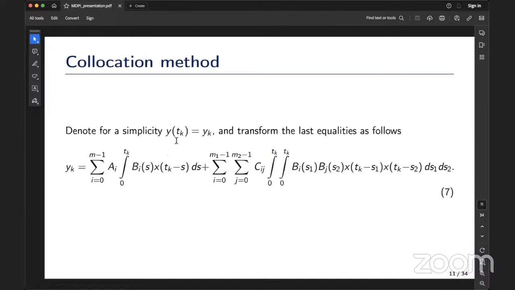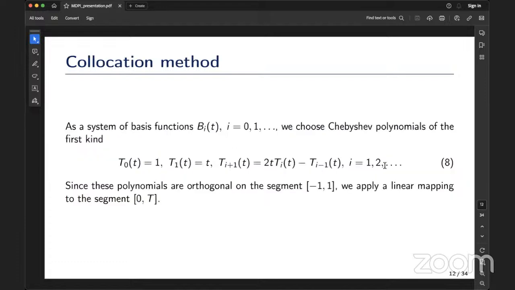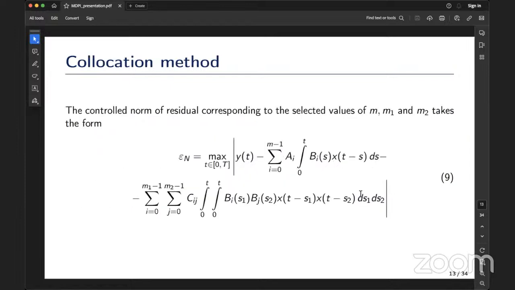Also, for simplicity, we denote y at the point t_k by y_k and transform this last equality into this form, 7. As a system of basis functions, we select the Chebyshev polynomials of the first kind. This is again motivated by our telecom colleagues. Since these polynomials are orthogonal on the segment [-1, 1], we apply a linear mapping onto the segment [0, T]. The control norm of the residual corresponding to the selected values of m, m1 and m2 takes the form 9.